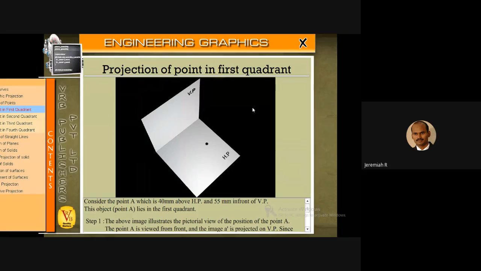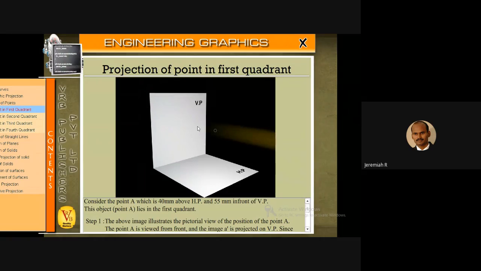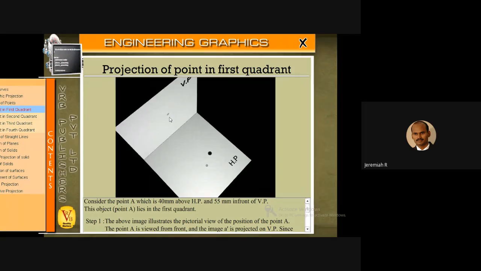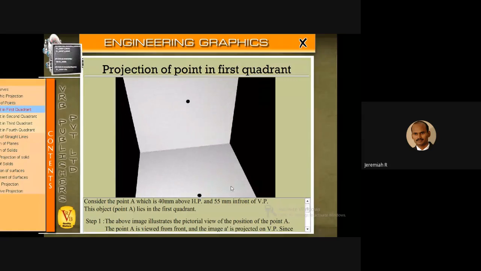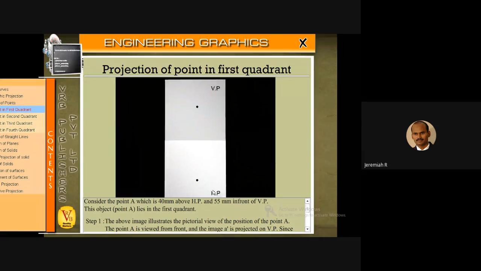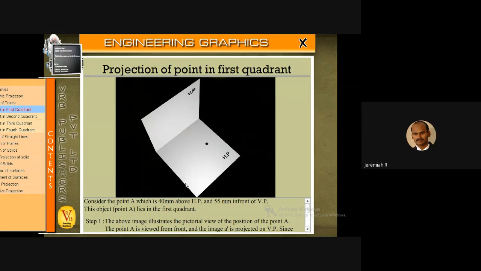So there is a point. This is called HP, this is called VP. You are the observer. When you just see from the front, what do you get here? A point. When you just see from the top, what do you get? A point. So this is on HP, this is on VP. Always HP you have to rotate in clockwise direction. So this is XY.